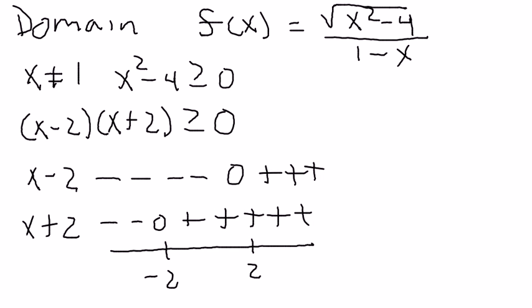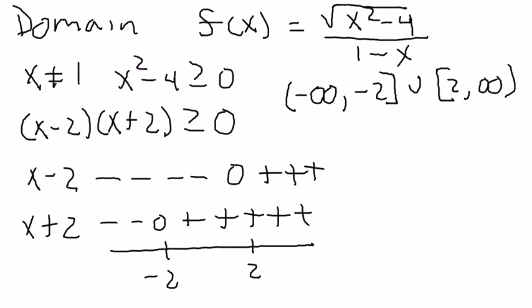If you put the two things together, you find that the domain of this function is less than negative 2, because that's where their product is going to be greater than 0. So negative infinity to negative 2. We can include negative 2 because you can take the square root of 0. Union with 2 to infinity. And really that 1 never came into play because it's not in the domain that's underneath the square root.